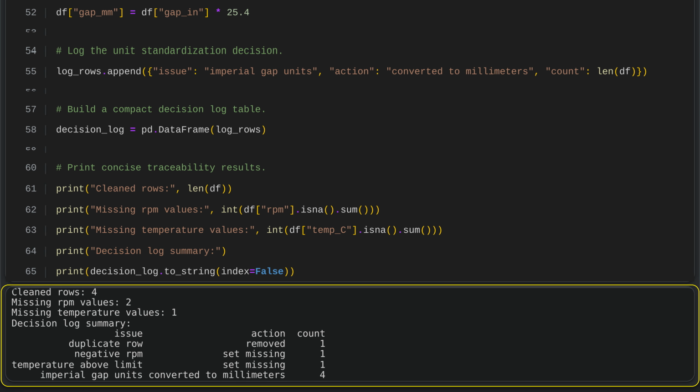This script cleans raw sensor data with Pandas while recording each decision. It removes duplicate rows, treats negative RPM values and temperatures above 300 degrees Celsius as missing, and converts gap measurements from inches to millimeters for consistent units. It then reports the cleaned row count, missing value totals, and a summary log, so the cleaning process is easy to trace.